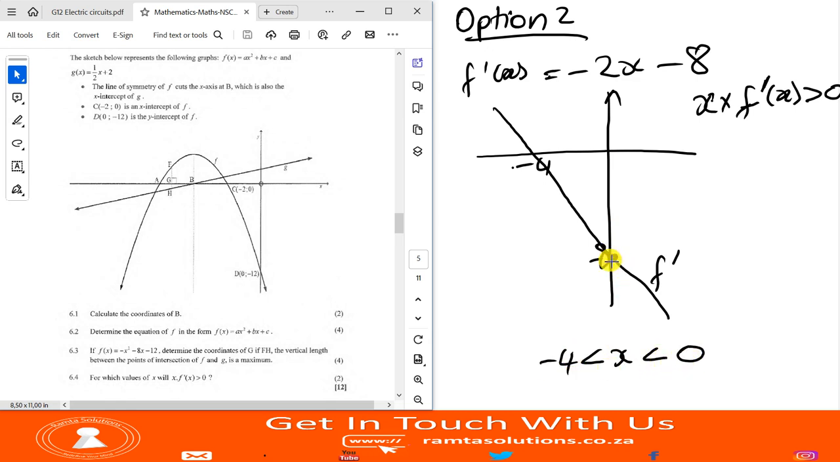Now let's look to the right of x equals 0. X is positive, f prime is negative. That is not what we are looking for. So this is our answer. So this is it, guys. This is how you answer your questions. So we have given you different options of answering questions like these.